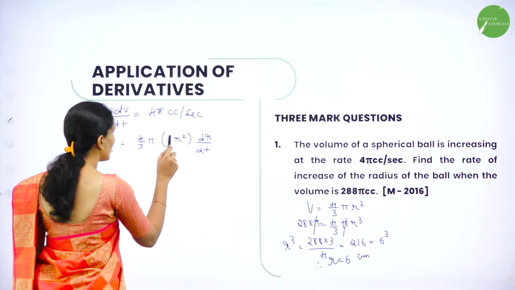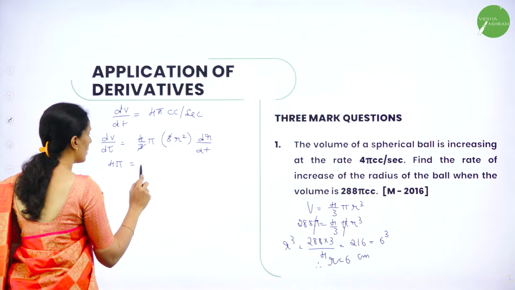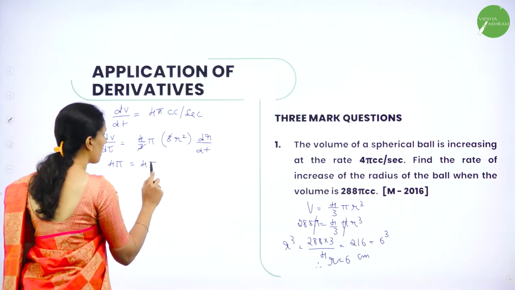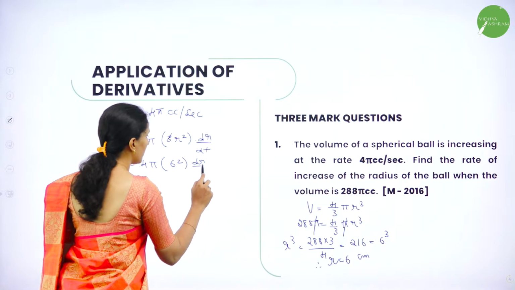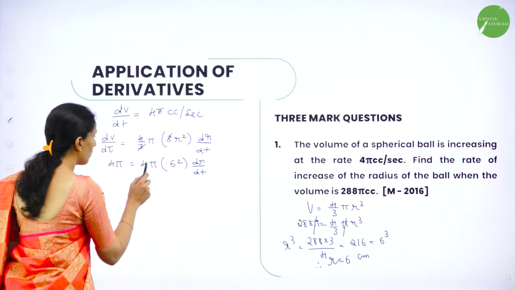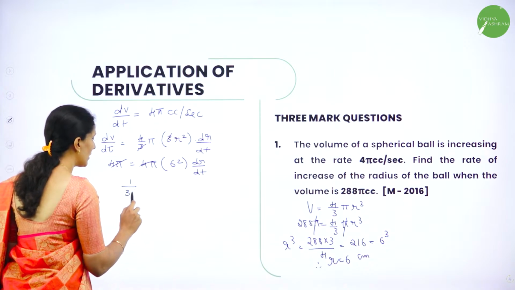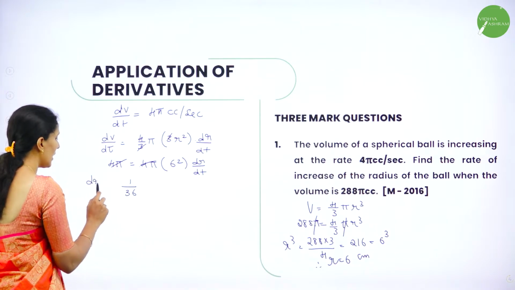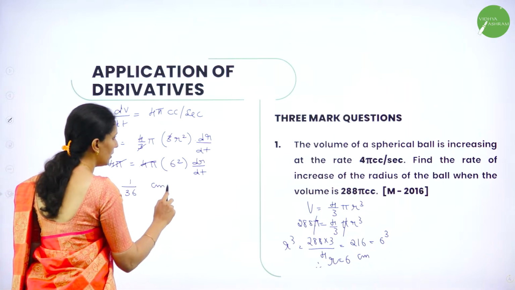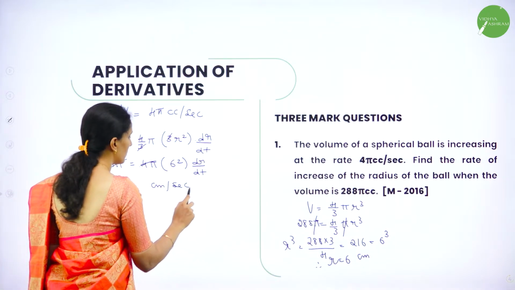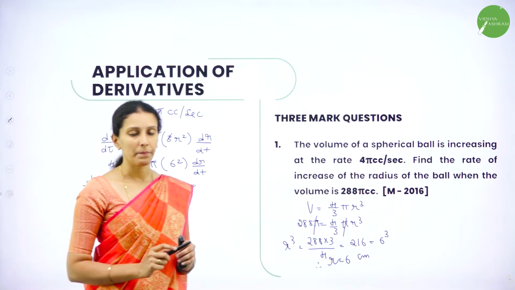So we can cancel 3. Here we have 4 pi is equal to 4 pi r square, 6 square, dr by dt. We can cancel 4 pi, 6 square is nothing but, so we get 1 by 36, which is dr by dt. So centimeter per second. So this is the change in radius with respect to time.